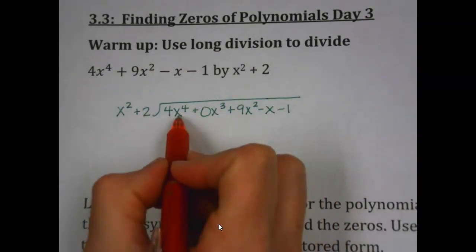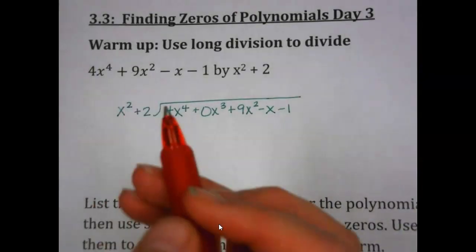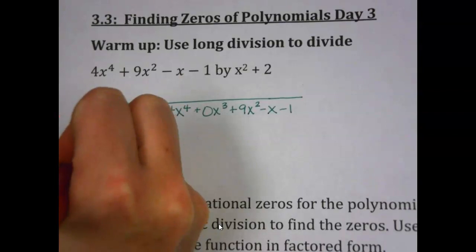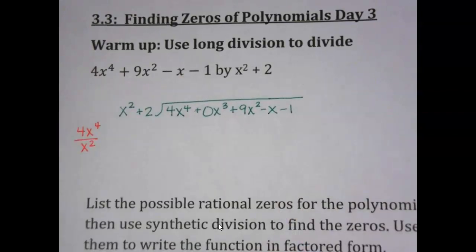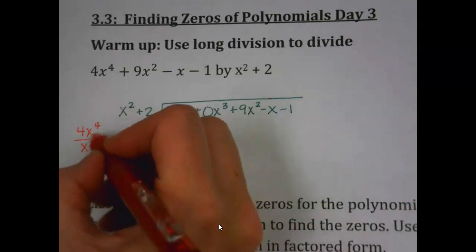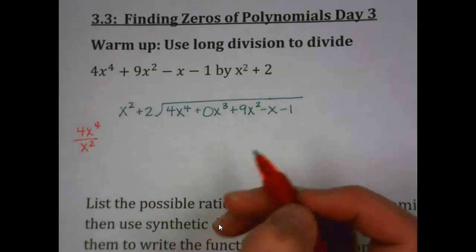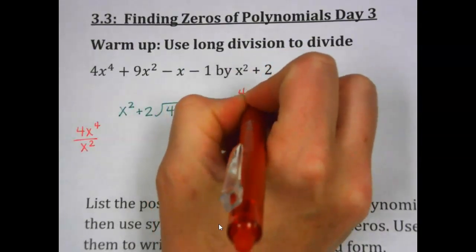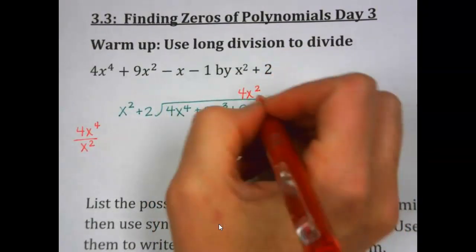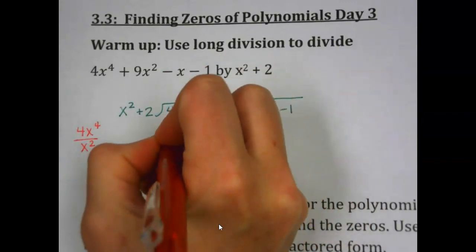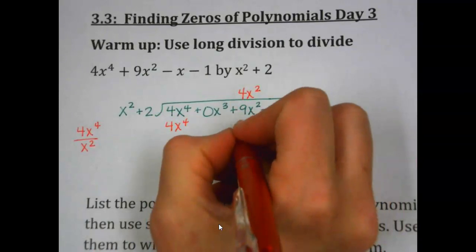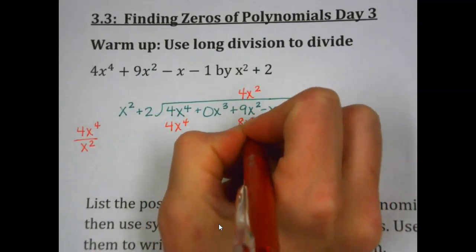So I'm going to take 4x to the 4th divided by x squared. Remember, you can always stack them to figure out what that is going to simplify to. So we would subtract these exponents and we get 4x squared, and then we multiply. 4x squared times x squared is 4x to the 4th. 4x squared times 2 is 8x squared.